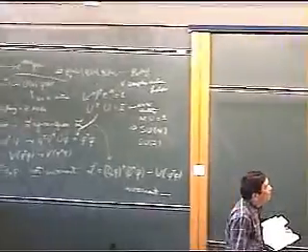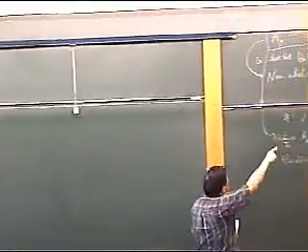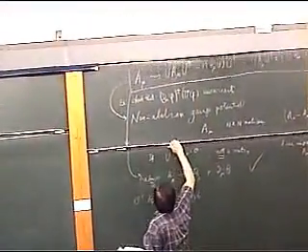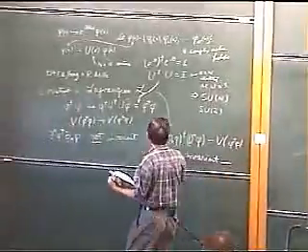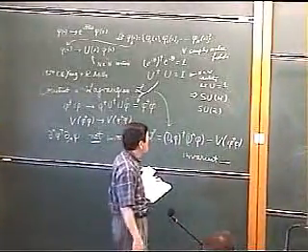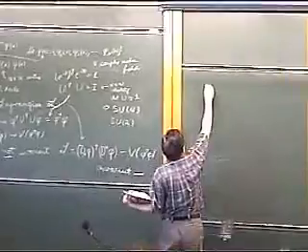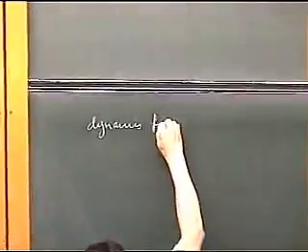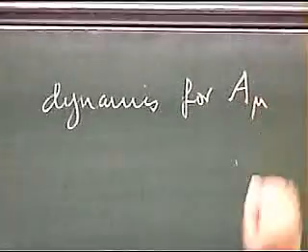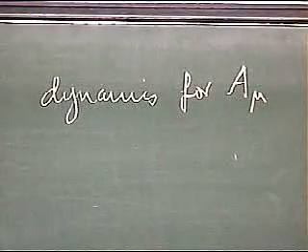And then we arrived at this transformation law and the covariant derivative, and we're able to construct this Lagrangian. But what about the dynamics for A mu? Okay?